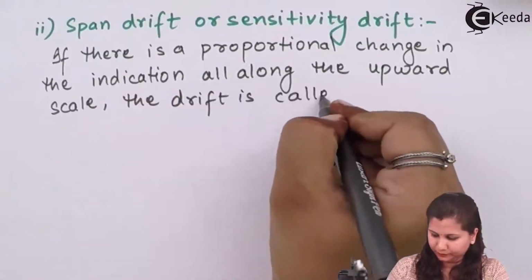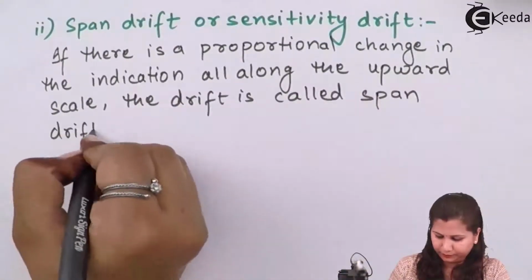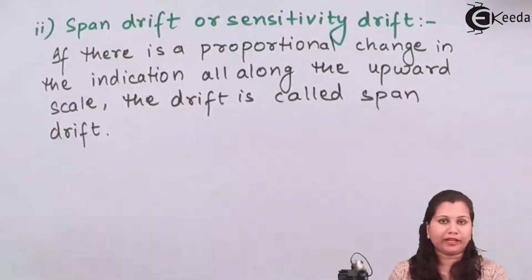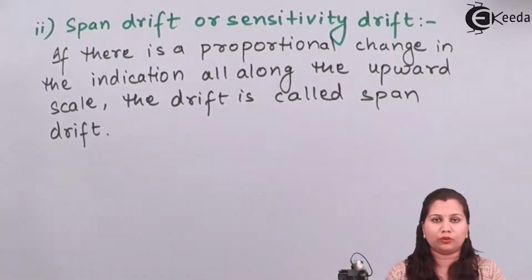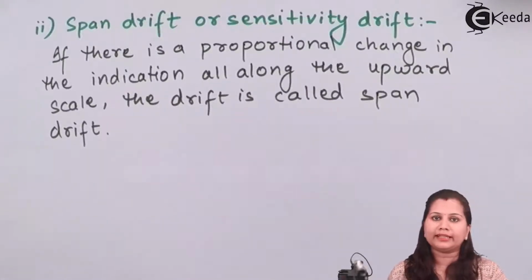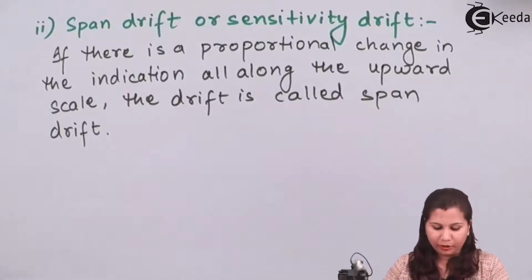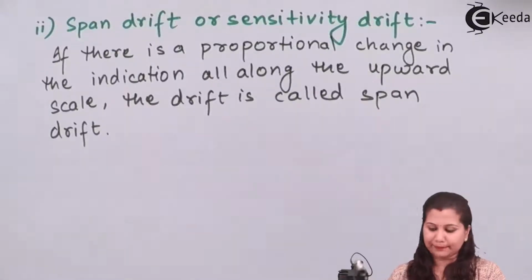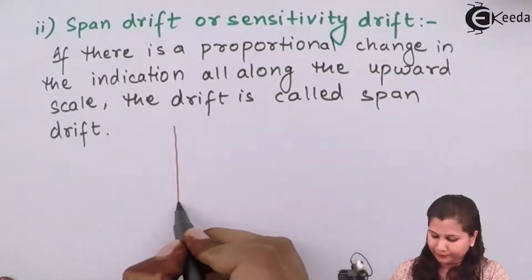So span, if we define a span for an instrument, it means the complete range of the instrument. Suppose the instrument can measure from 0 to 1000 degree Celsius of temperature. So the span or the range of the instrument will be 1000 degree Celsius. So for the complete range, if the output is changing in some proportional manner to the input, then we call it a span drift.